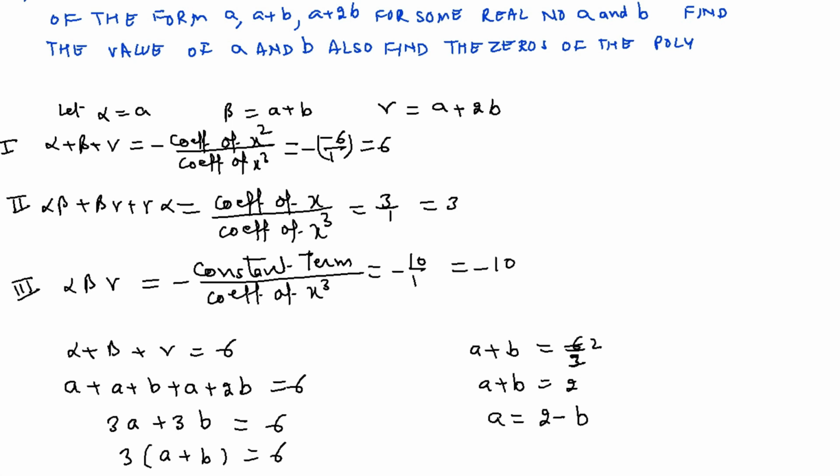Now to solve the problem, take the help of the third relation, which is product of zeros is equal to minus 10. So alpha beta gamma is equal to minus 10. Instead of alpha, write a. Instead of beta, write a plus b. Instead of gamma, write a plus 2b, which is equal to minus 10.